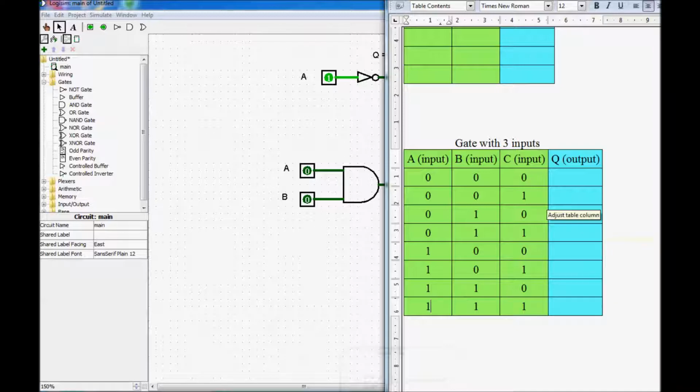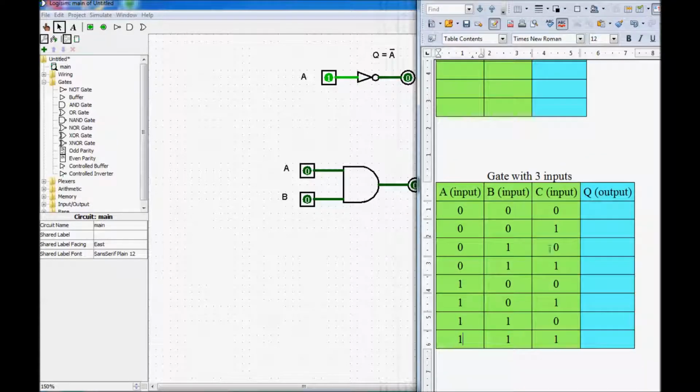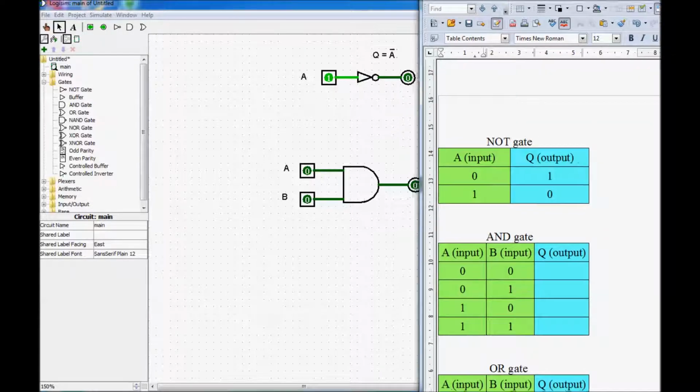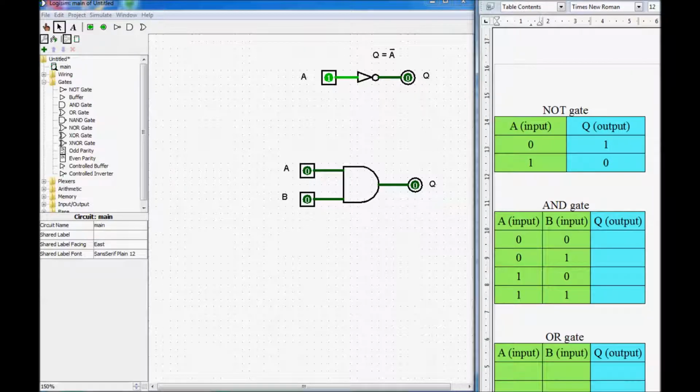Okay, I hope you understood how we are filling out the table for our inputs, and let's continue with our AND gate.